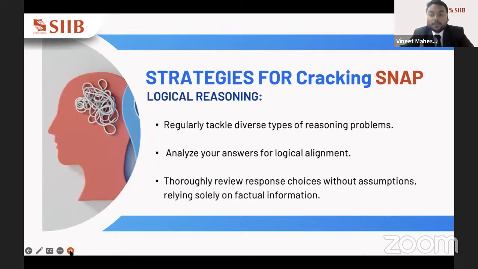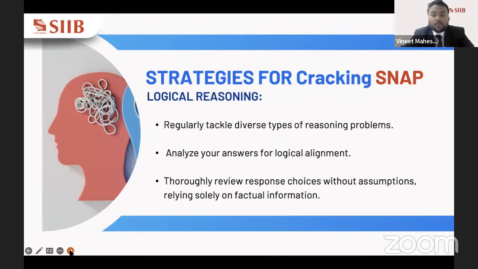first of all, you need to be habitual of seeing the logical reasoning problems. If you are not comfortable in reading those words and comprehending them, understanding and analyzing those problems becomes very difficult. Second, analyze your answers for logical alignment. For example, we all know this concept that there are four options, out of which we start addressing the question by choosing the closest option and choosing the farthest option.